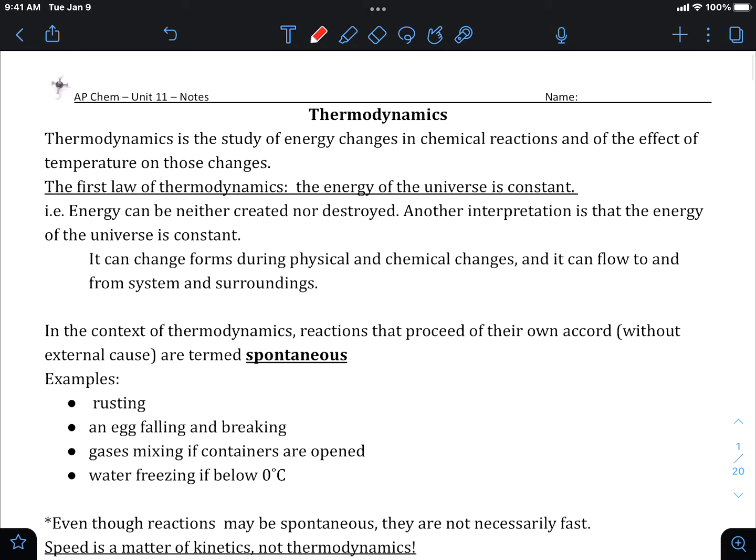So, new term, important term. Reactions that proceed of their own accord are termed spontaneous. And when we say proceed on their own, it means it doesn't need any extra help. It doesn't need any extra energy, doesn't need a nudge to happen. Any reaction that will happen on its own is a spontaneous reaction. Okay, that's simply put. So, things that will happen on their own.